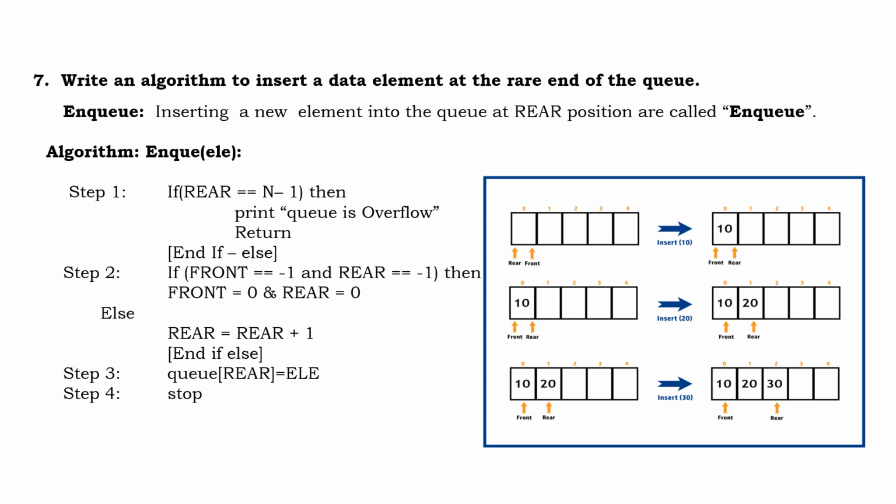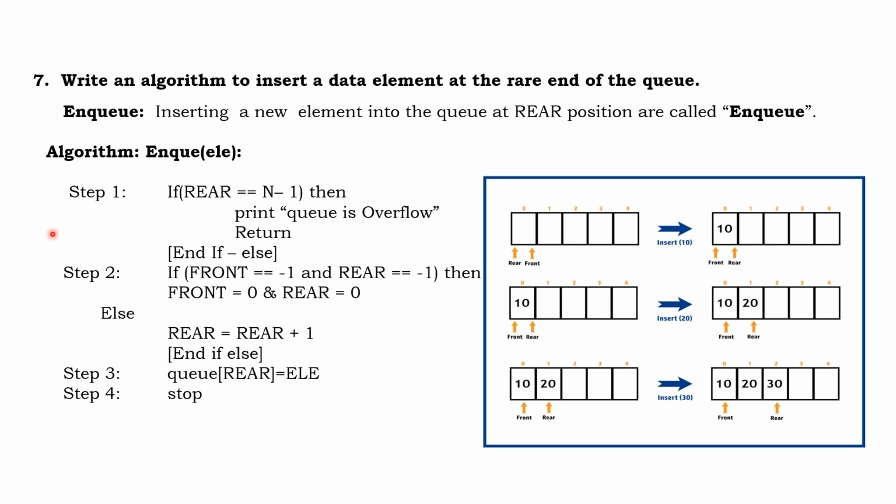Then the algorithm for queue. Okay, we'll continue with the algorithm to insert an element into a queue. Listen, students. You will get the question, insert an element into a queue, or insert an element into a data structure at the rear end. Please remember, rear end is nothing but enqueue. Inserting an element into the data structure at the rear end is nothing but enqueue.